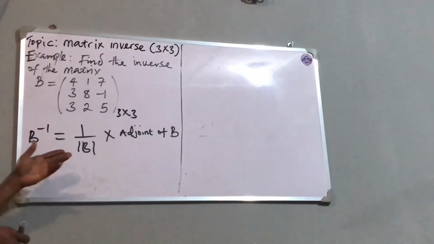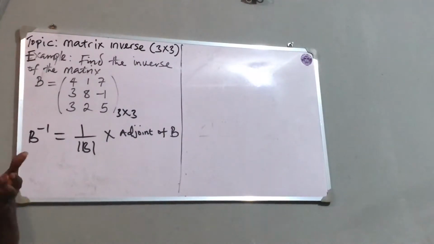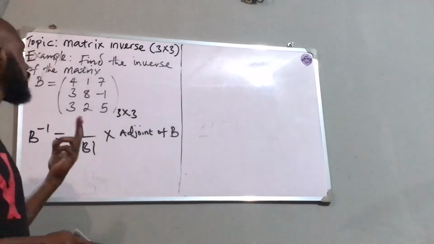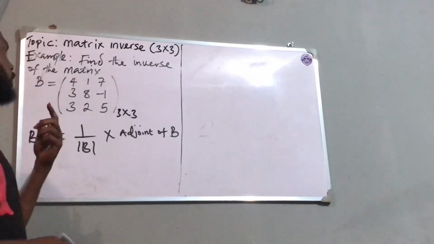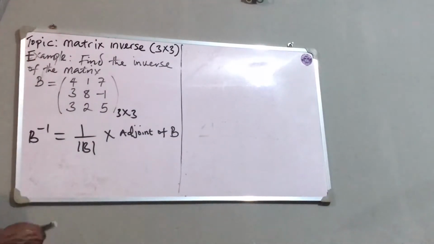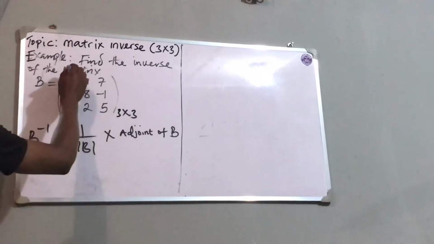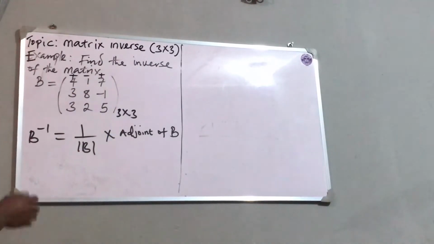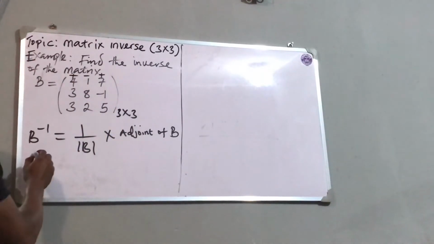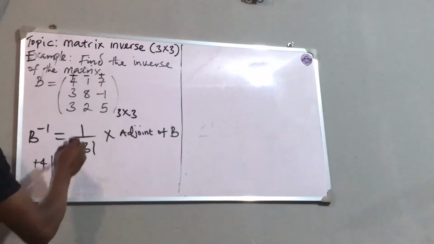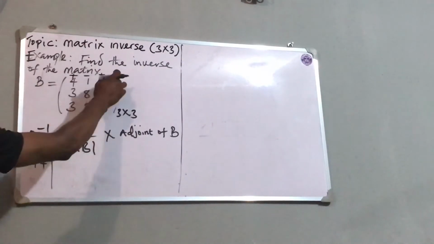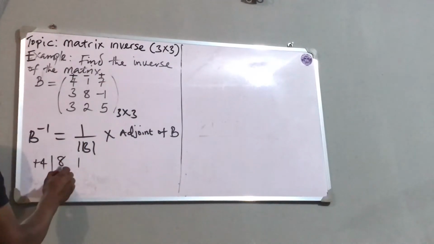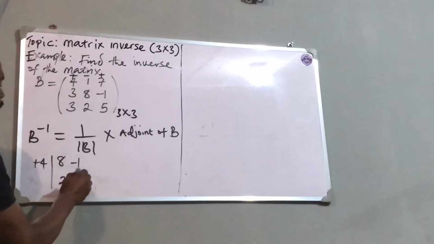Now for us to get the determinant of B, all we need to do is just to use our cofactor on the first row or the second row or the third row or the first column or second column or third column. Okay, now let's use the first row. So I put my cofactor signs, which is plus, minus, plus. For the first one, which is plus 4, plus 4 will delete the first row and first column. I'm left with 8, minus 1, 2, and 5.